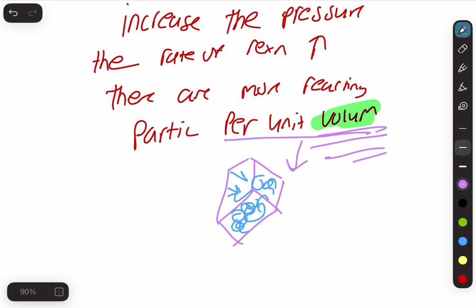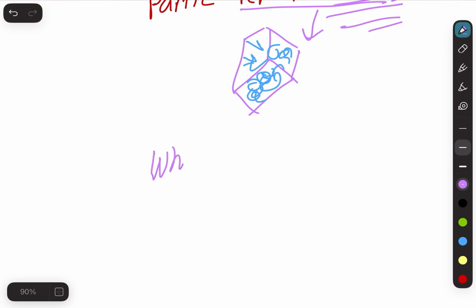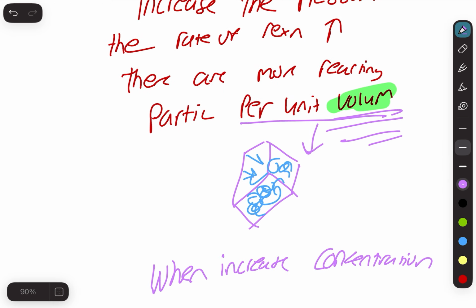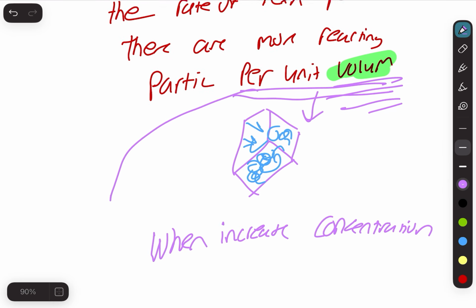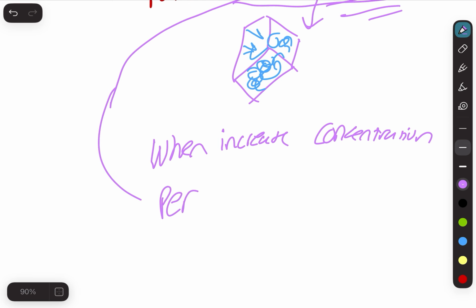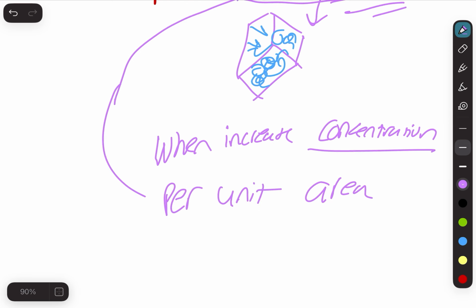Okay, next, what happens when you increase concentration? It's the same thing, but instead of per unit volume, you say per unit area, because with concentration, more area is covered. That's why it's concentration.